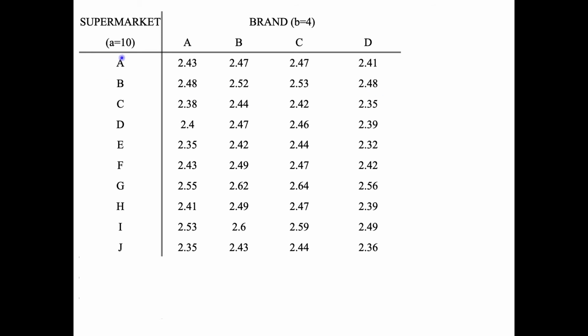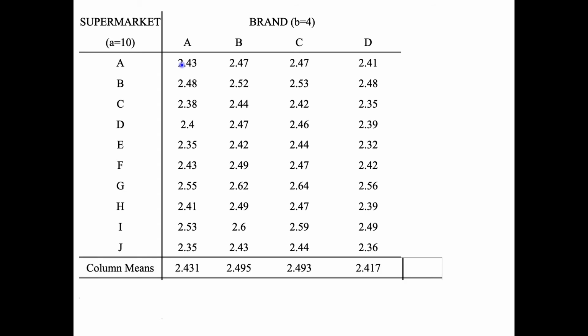So the supermarkets represent blocks, and the brands are the treatments, and there's no within treatment variation here. So the residual variation comes from a different place, and that's the important thing to recognize.